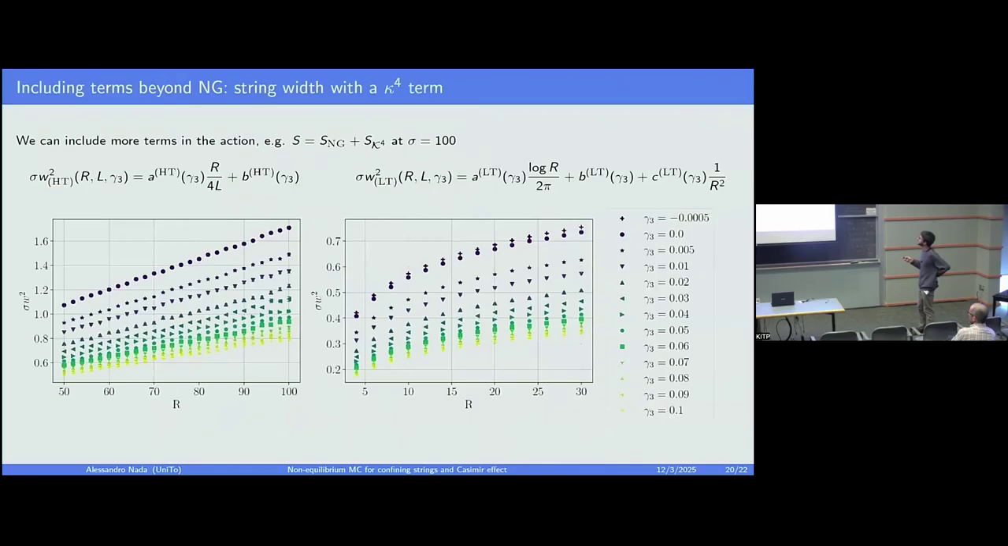And okay, this is just an example. You can also add more terms, for example the case of extrinsic curvature added to Nambu-Goto, and you can also play around with more complicated theories. But I guess I can also jump to the conclusions.